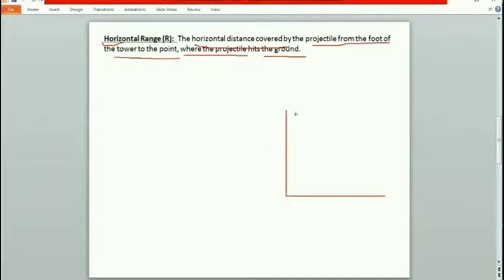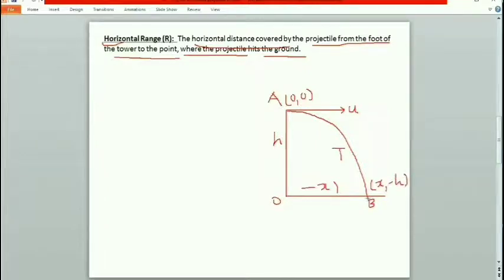This is our projectile, same terms. OA, height h. This is the initial position of projectile, 0, 0. Then the projectile is thrown in horizontal direction with initial velocity u, and then it will reach point B. Time taken is capital T. Okay, then the coordinate at point B is x and minus h. These are the coordinates of projectile at B point. ठीक है. Okay, now let us see.